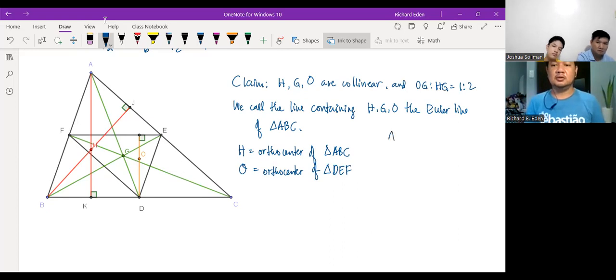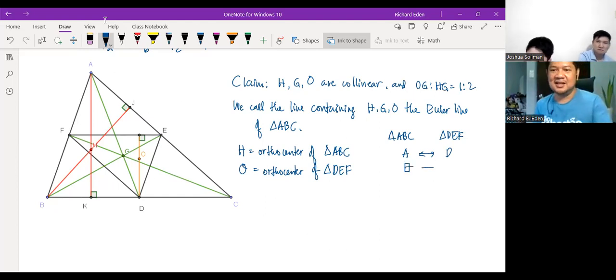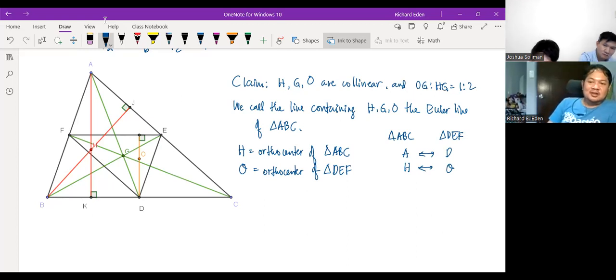So triangle ABC and triangle DEF, the ratio is 1:2 because the ratio of the middle triangle to the original triangle is 1:2. So A corresponds to D, and their orthocenters correspond. Oh yeah, also actually they have the same centroid. So G is the centroid for both. That's another good observation.